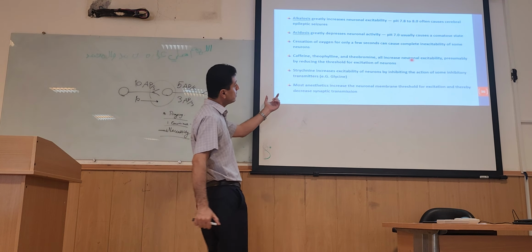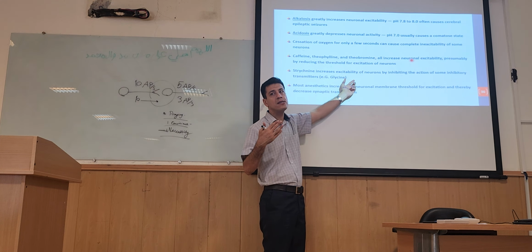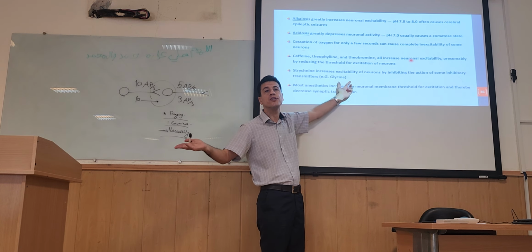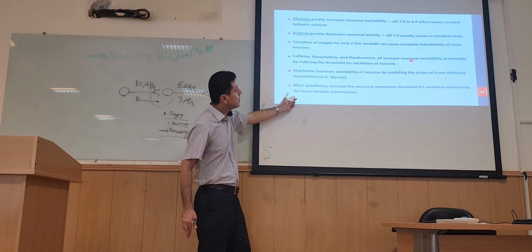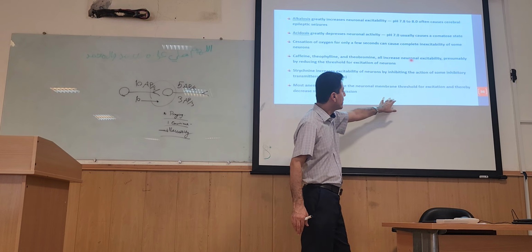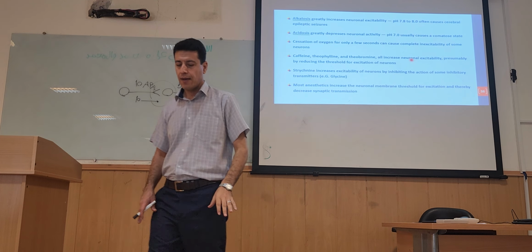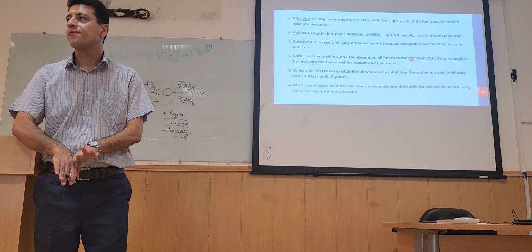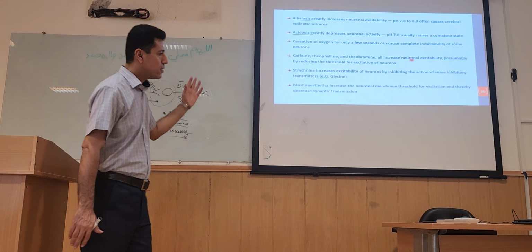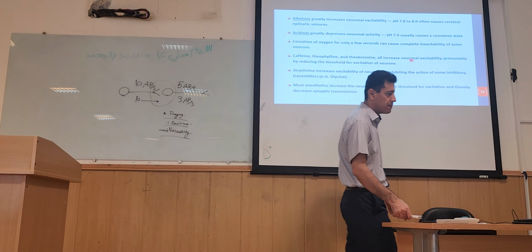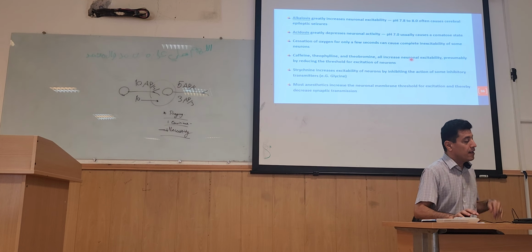So strychnine increases the excitability, but the mechanism is inhibition of inhibitory neurons. Right? Anesthetics increase the threshold. So this way, they decrease the probability of having an action potential. Right? So these are some conditions that affect synaptic activity. Any questions so far? Yeah.